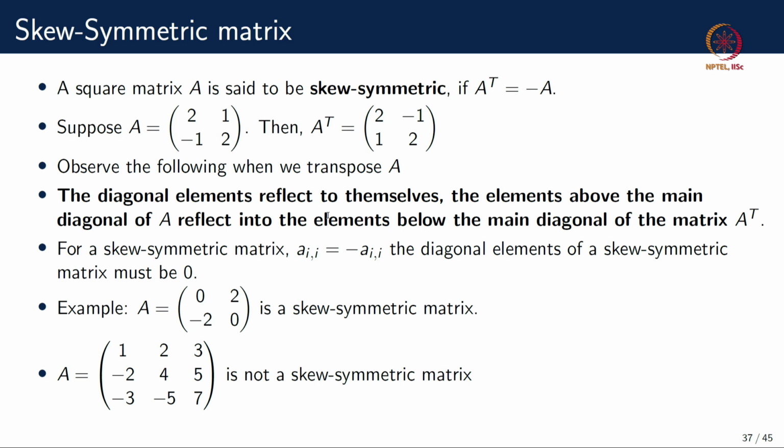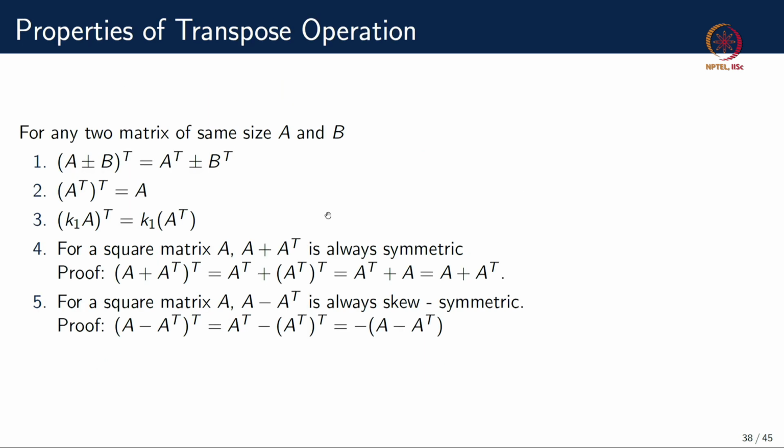Let us look at the properties of the transpose operation. For any two matrices of the same size A and B, let us see the properties. 1. Transpose of a sum of matrices is equal to the sum of the transposes of the matrices. For example, (A plus or minus B) transpose is equal to A transpose plus or minus B transpose. Transpose of a transposed matrix is the matrix itself. That means (A transpose) transpose is equal to A itself.